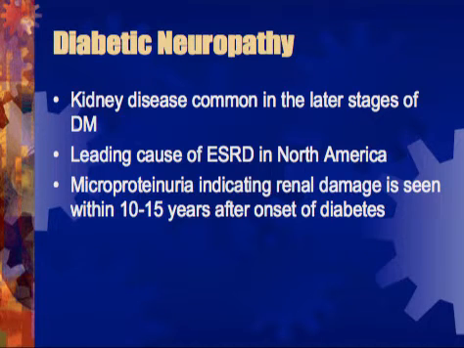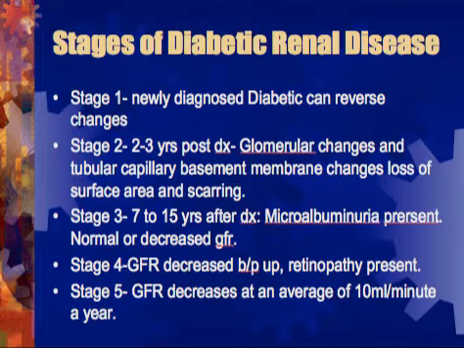Diabetic nephropathy. This is kidney disease common in later stages of DM. It is the leading cause of end-stage renal disease in North America, that is diabetes. Microproteinuria, indicating renal damage, is seen in the diabetic within 10 to 15 years after onset of diabetes. Here are some stages of diabetic renal disease. They are not anything you have to memorize, but just something for you to think about.